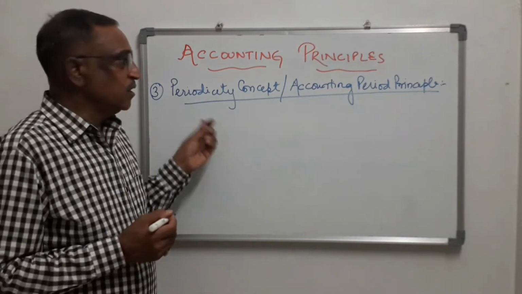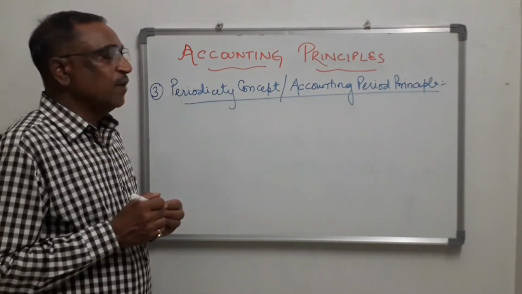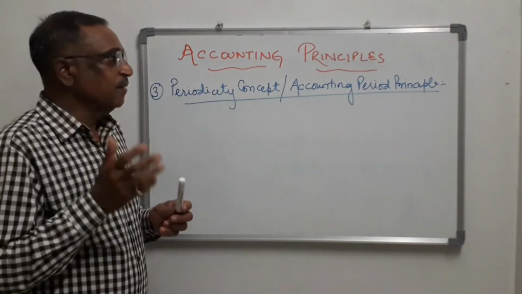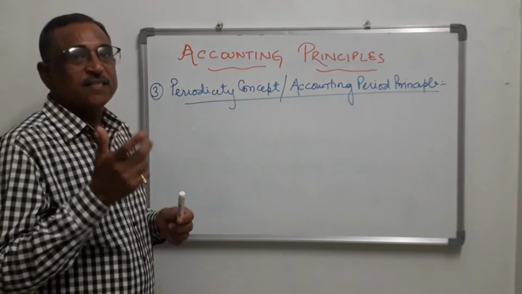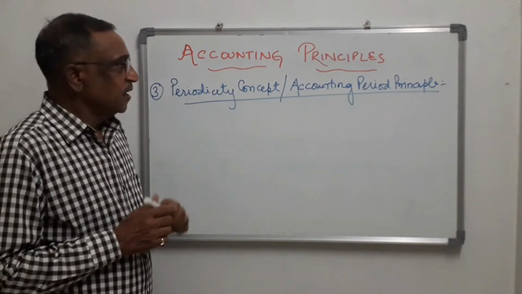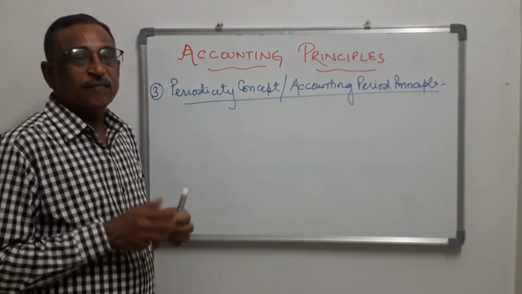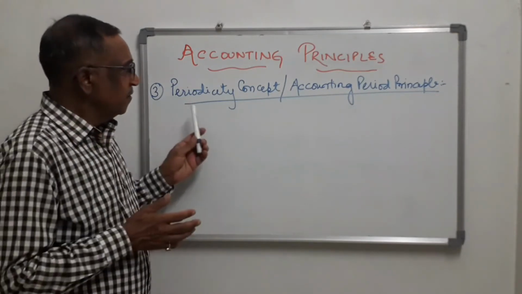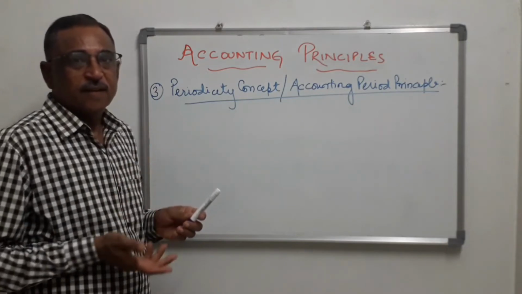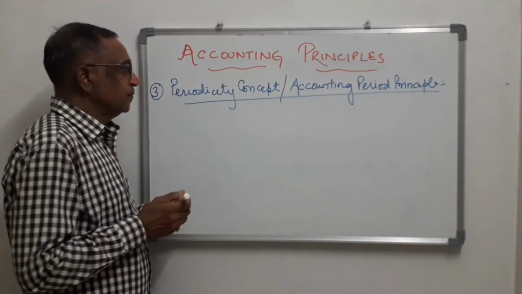So according to this concept, in order to find out the financial position or financial income of any business enterprise, 1 year is taken as the base. Clear? So in order to find out our profit or loss for the period and the financial position as on date, we take a smaller unit, that is 1 year, and it has been accepted worldwide.